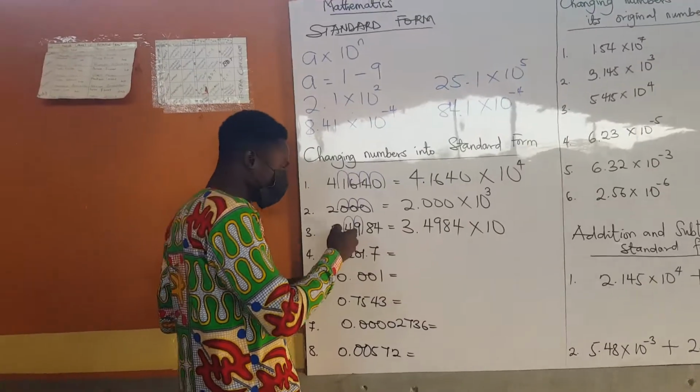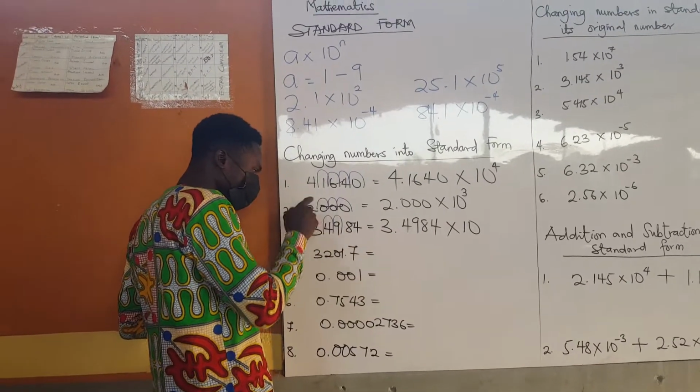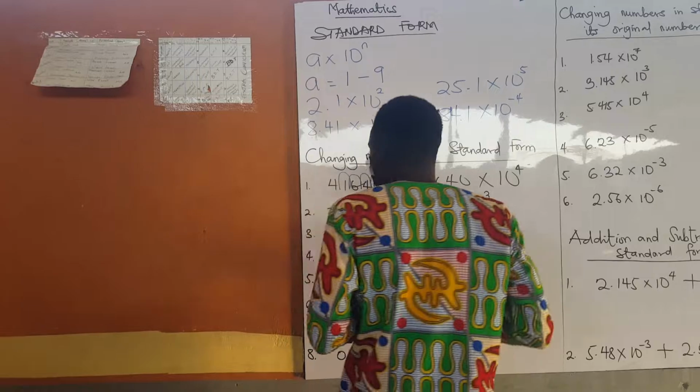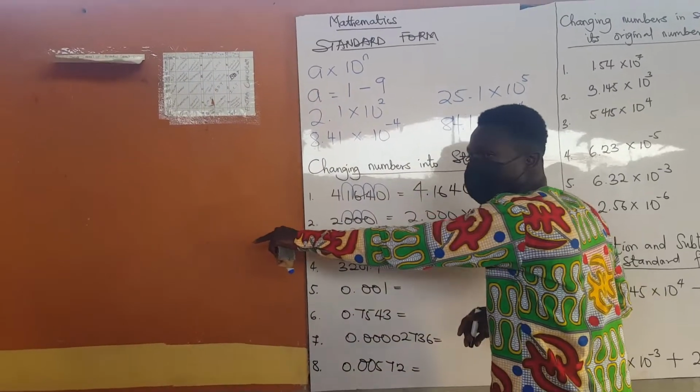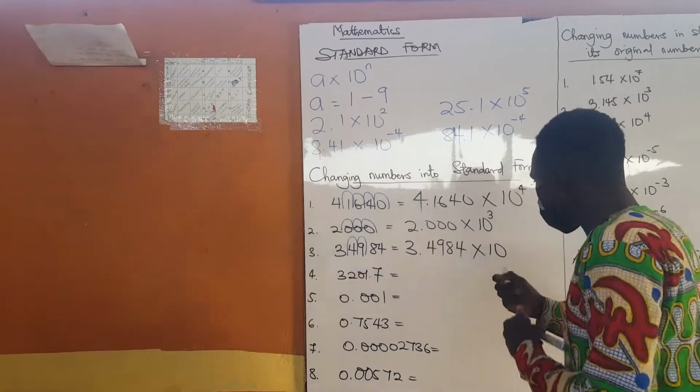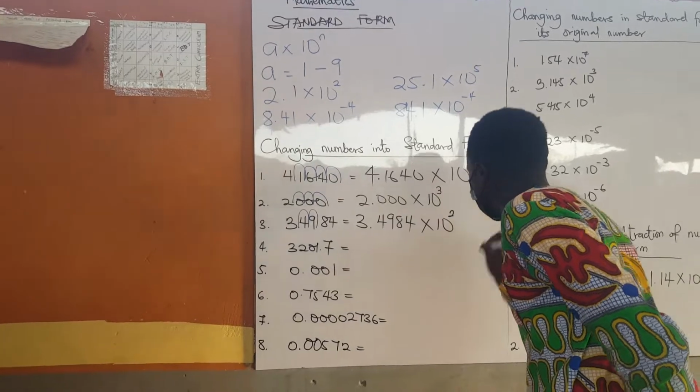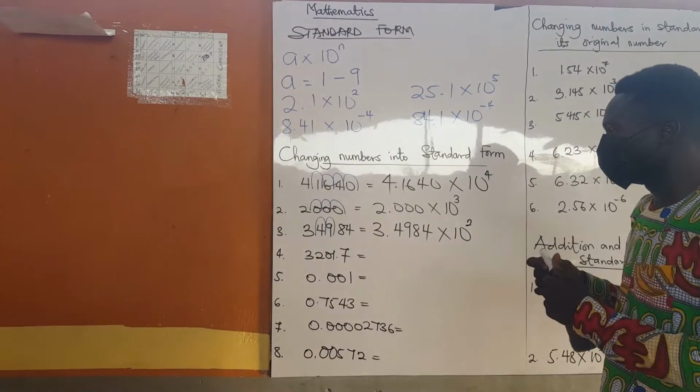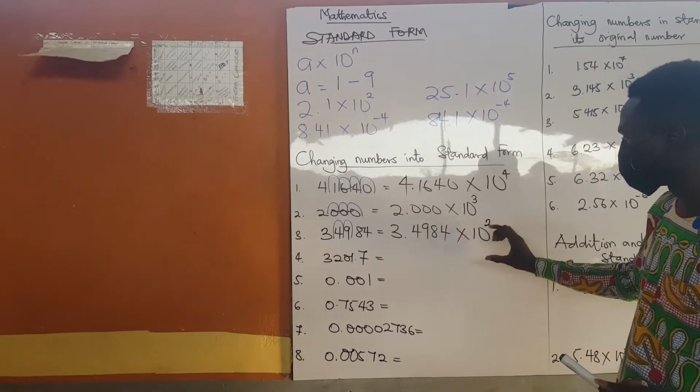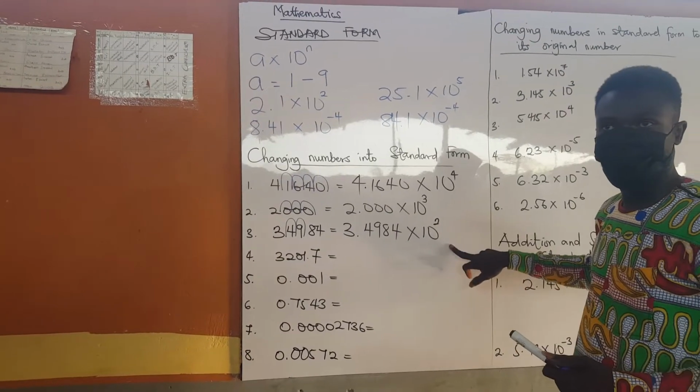How many times did we move? We moved 1, 2. Because the movement was done towards this direction, to the left, the power of 10 becomes positive. We moved 2 times. So this in standard form is going to give us this.